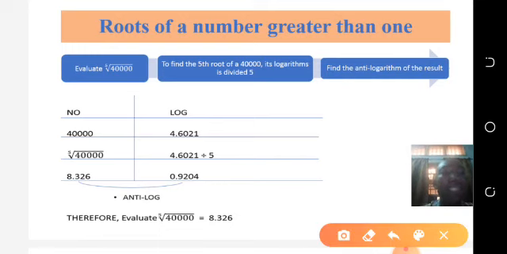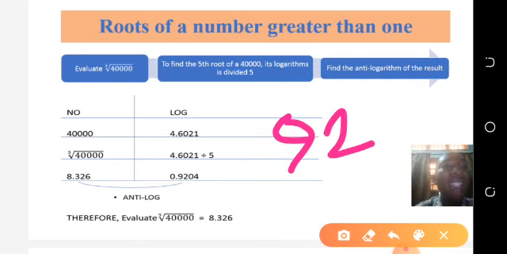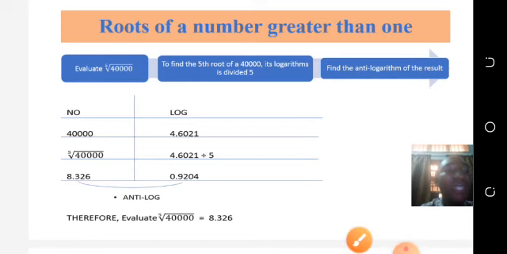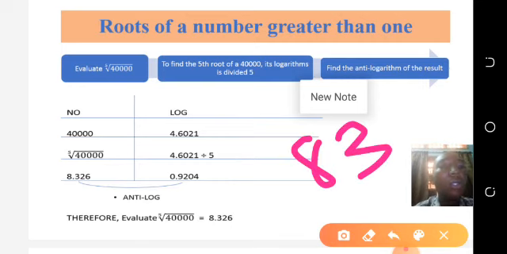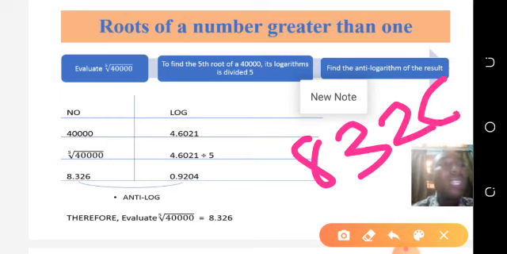0.9204. Let's follow the same process. What are you checking now? Good. You are checking the antilogarithm of 92 under 0, difference of 4. Let's check that from the antilogarithm table. What is that going to give us? It will give us 8326.